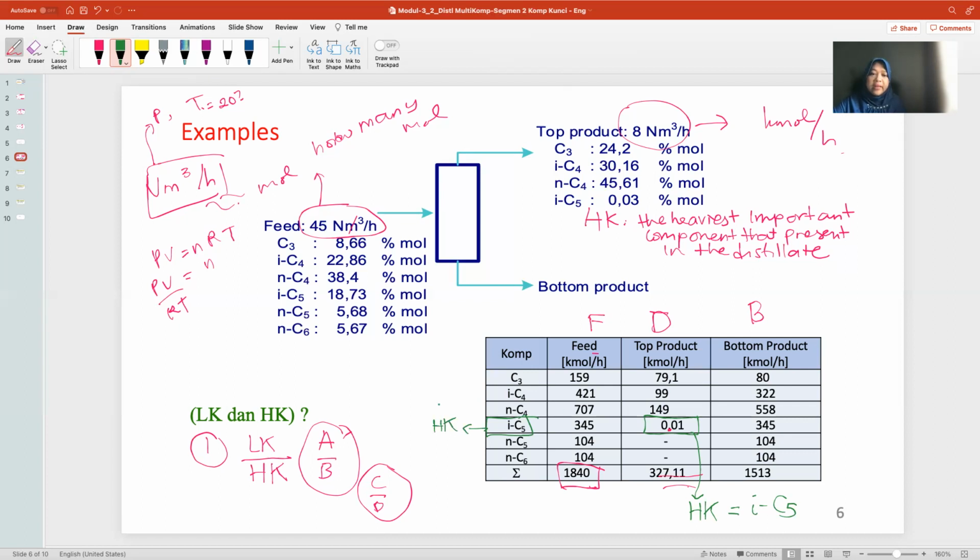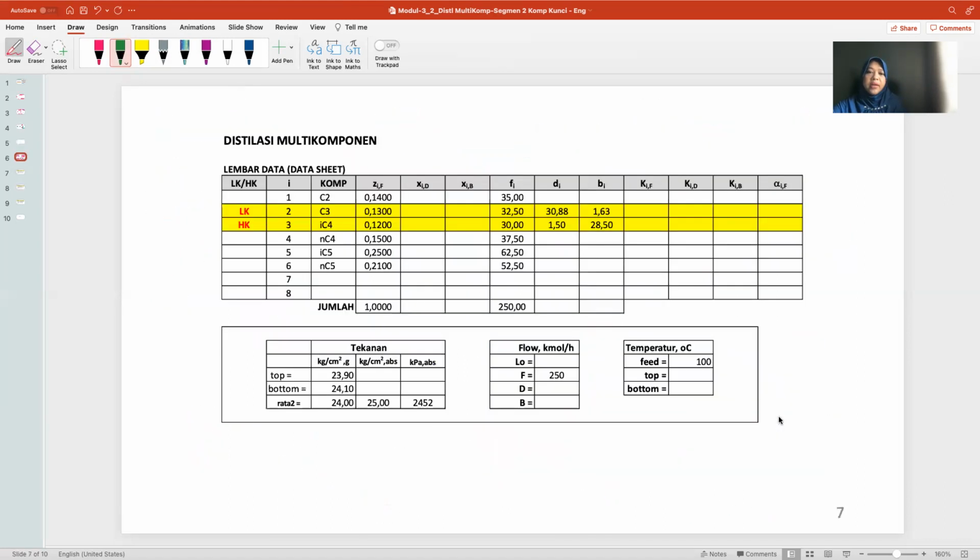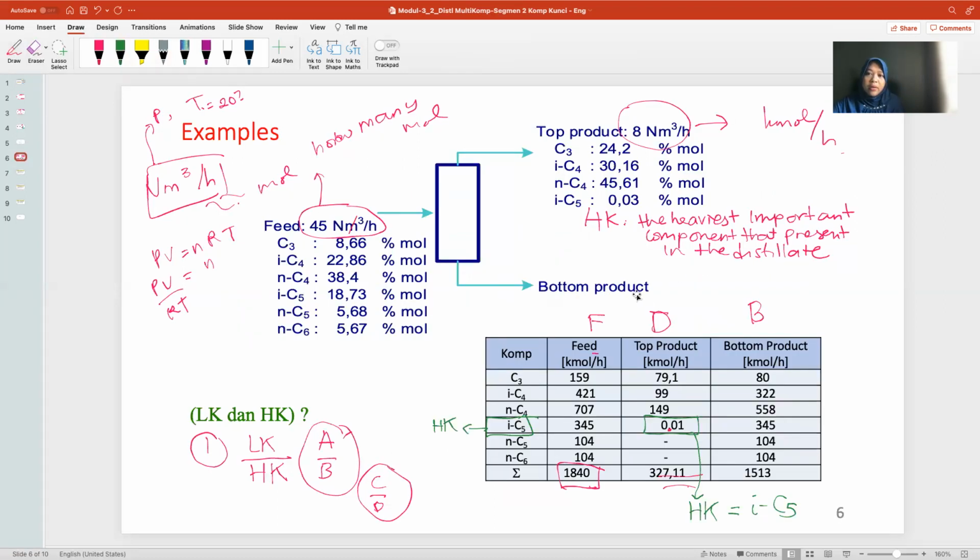Of course the light key is the one that is distributed with the heavy key, yeah. Back to here, look at this one. For example, AB, it is distributed between A and B. This is between B and C. This is C and D. So the heavy key and light key are always distributed, the closest components. So again, what is the light key? Can you guess which one is the light key?